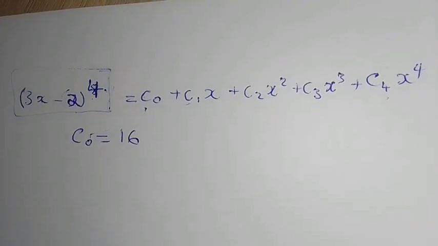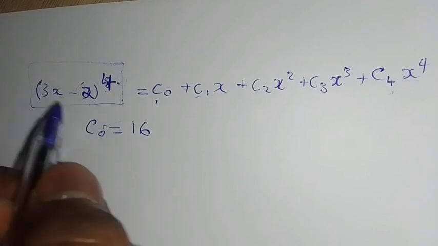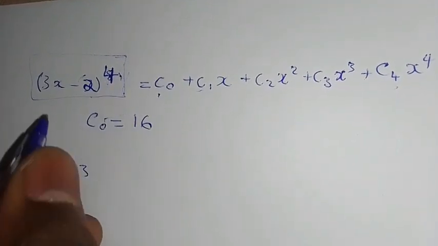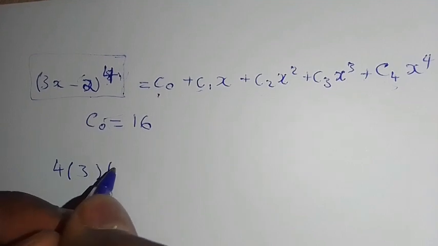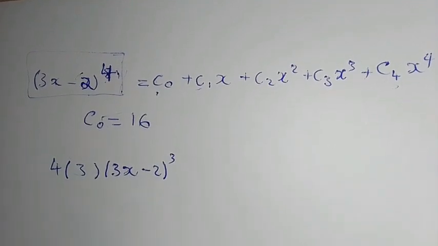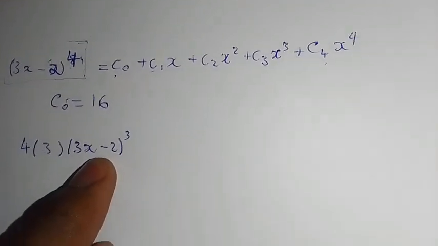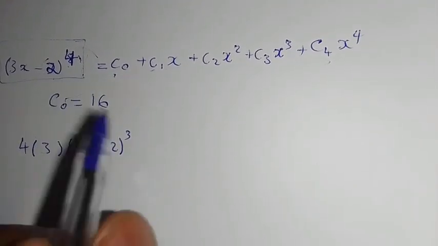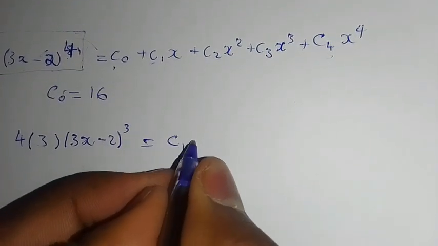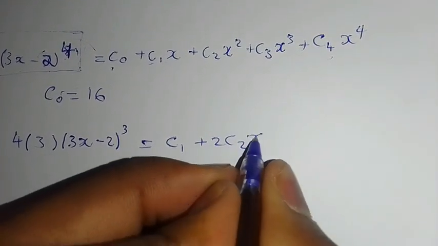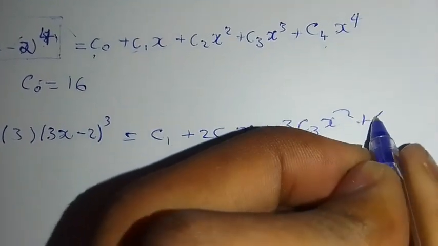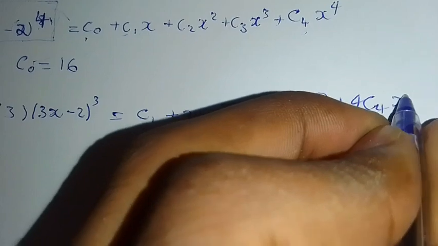Now let's continue and do something weird here. Let's take the derivative of this thing. The 4 comes down, the derivative of the inside is 3, and we subtract 1 from the power, so we have a cube there. And if you take the derivative of the series, the derivative of c naught is 0, and then you have c1 plus 2c2 x plus 3c3 x squared plus 4c4 x cubed.